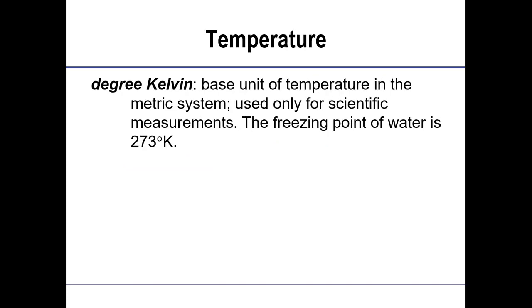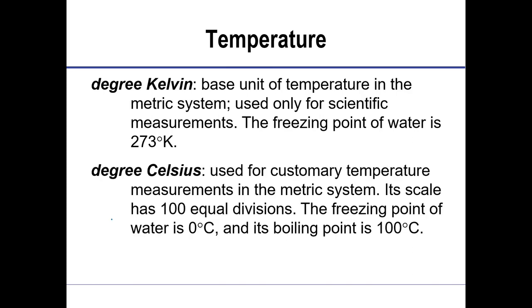Temperature. Degrees Kelvin is the base unit of temperature in the metric system, used only for scientific measurements. The freezing point of water is 273 Kelvin. Degrees Celsius is used for customary temperature measurements in the metric system. Its scale has 100 equal divisions. The freezing point of water is 0 degrees Celsius, and its boiling point is 100 degrees Celsius. Celsius is used most often because 0 degrees Celsius refers to the freezing point of water, and 100 degrees Celsius refers to the boiling point of water.